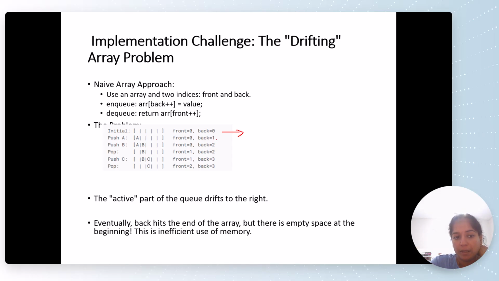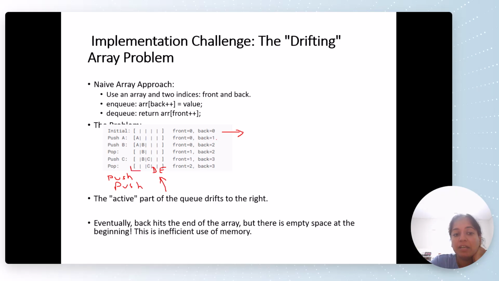You pop one element, so A is removed. So front is at 1, back is at 2. Now you push C, so it becomes B and C. Front is at 1, back is at 3. You again pop, front is 2, back is 3. Now suppose I push one more element, it is inserted at position D, and if I perform one more push, it is at the next position. So my back reaches the end of the queue, and by definition, the queue is full.